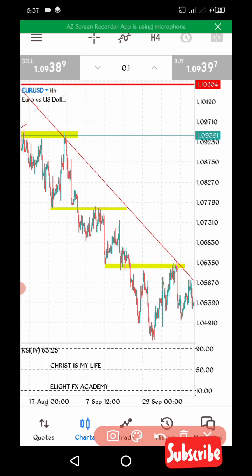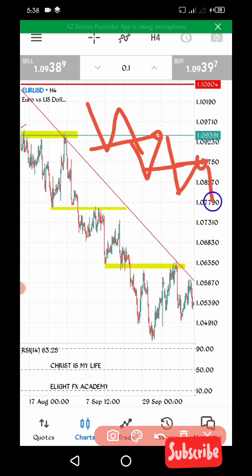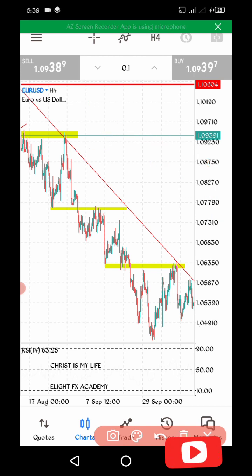But I believe that you can see clearly that what the market is just doing is breakout, retest, then you place your trade. Breakout, retest, you place your trade. Breakout, retest. So that is that. Now look at something now.